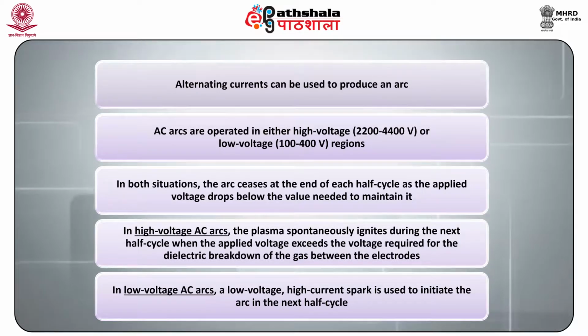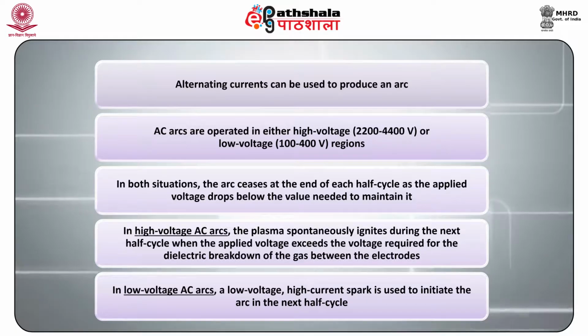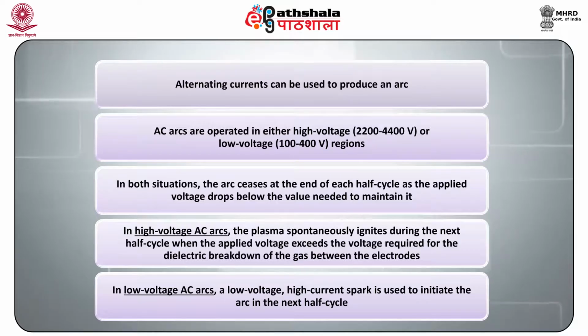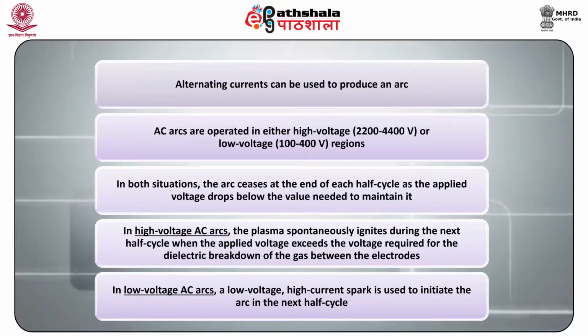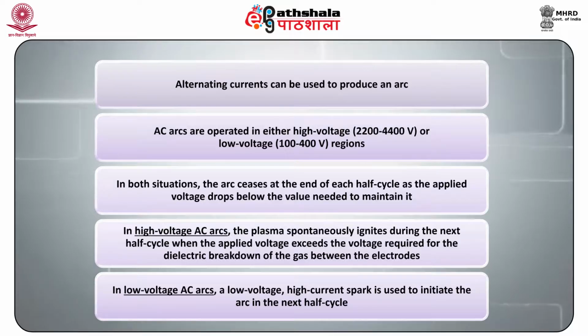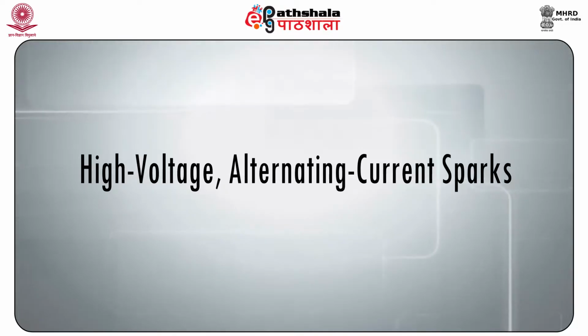In the high voltage AC arc, the plasma spontaneously ignites during the next half cycle when the applied voltage exceeds the voltage required for the dielectric breakdown of a gas between the two electrodes. In low voltage AC arcs, a low voltage, high current spark is used to initiate the arc in the next half cycle.